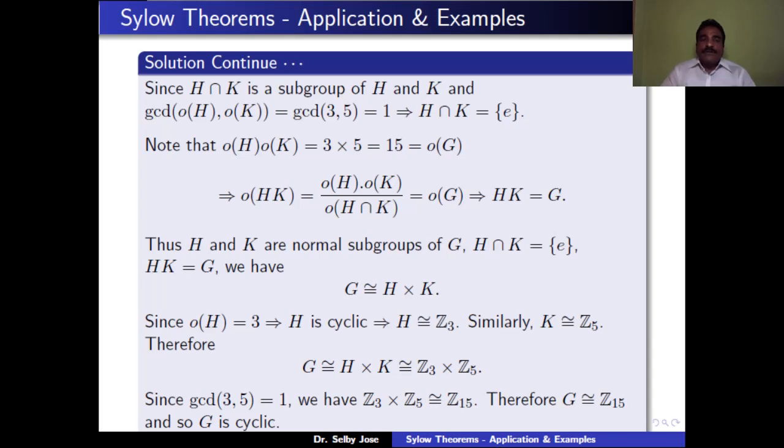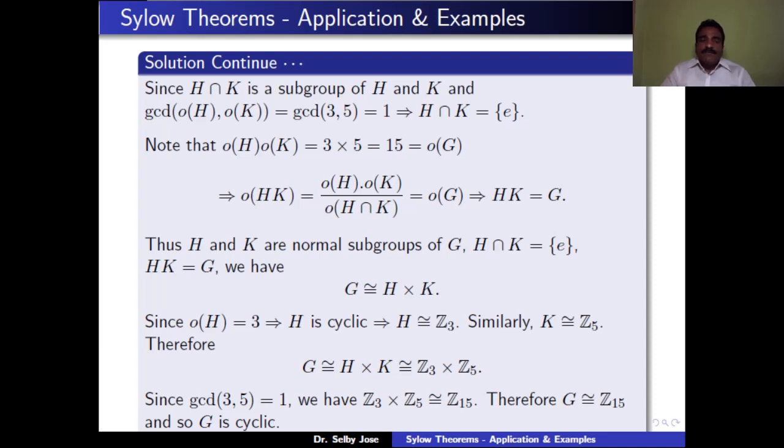Also note that the order of H times the order of K is equal to 3 times 5, which is 15, and that is the same as the order of the group. Therefore, by the previous lemma, the cardinality of HK is equal to the order of H times the order of K divided by the order of H intersection K, which is the same as the order of G. But HK is a subset of G, and the number of elements in HK and the number of elements in G are the same. Therefore, HK is equal to G.